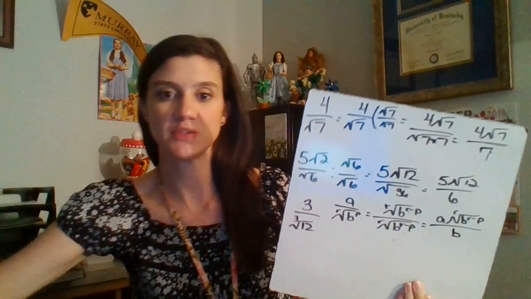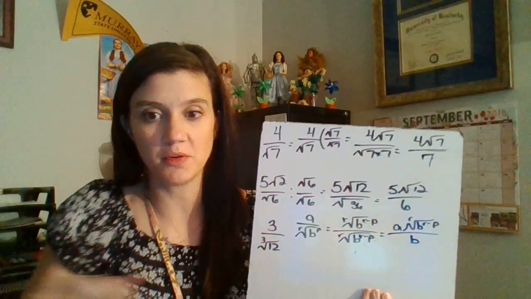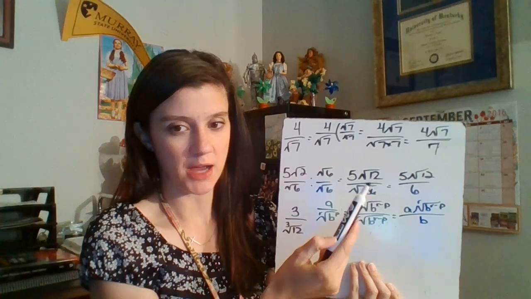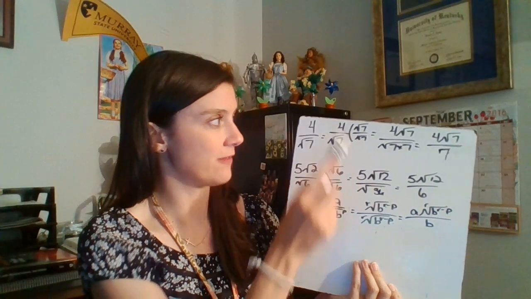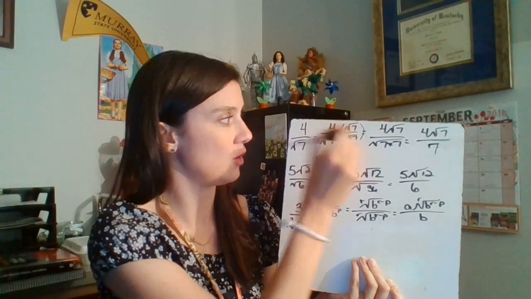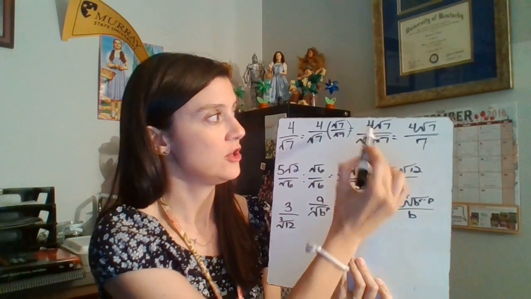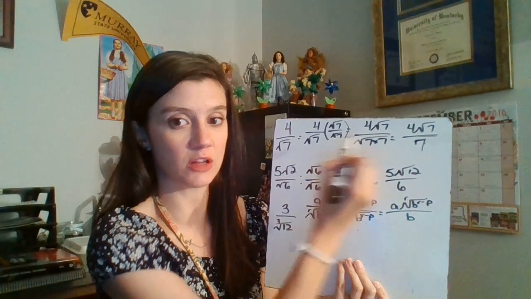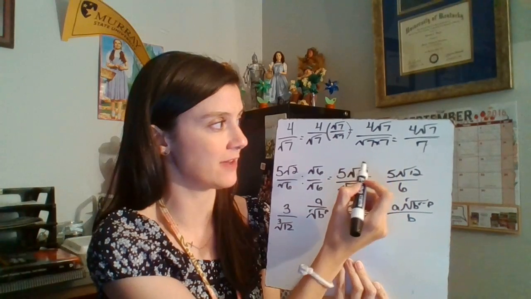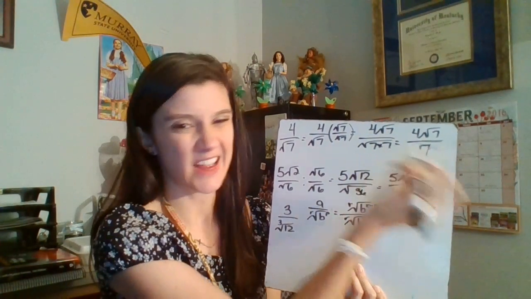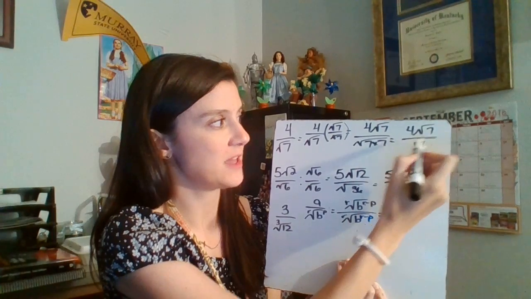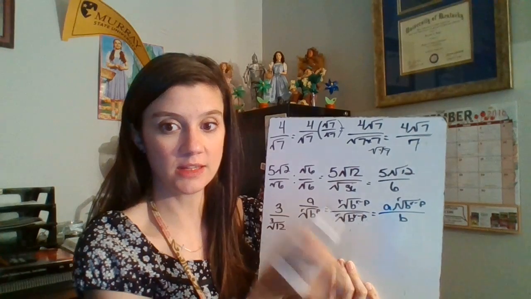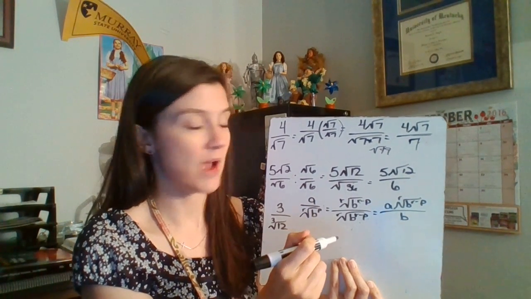Alright, so for that first one, we've got 4 over the square root of 7. What we do here is we multiply the top and the bottom by the square root of 7. So I've got 4 times the square root of 7 over square root of 7 times square root of 7. So here we got 4 square root 7 over, remember when you're multiplying, you put them all under the same radical, so 7 times 7, which is 49. So at the top I got 4 square root 7 over 7 because square root of 49 is 7, and I got rid of the radical in the denominator.